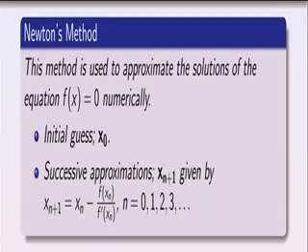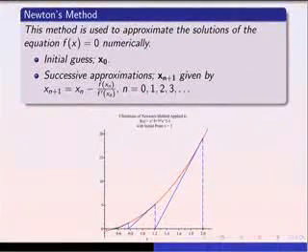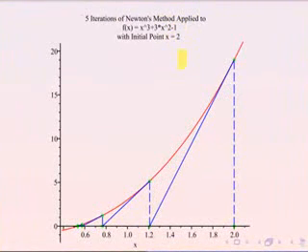Now, how did we get to this formula for these successive approximations? Actually, this is done by finding the tangent line to the curve y = f(x) at the point x0. And then after that, we take the intersection of this tangent line with the x-axis, and this is going to give us the next iterate, and so on. Let's see how this is done in the following graph and the following equation.